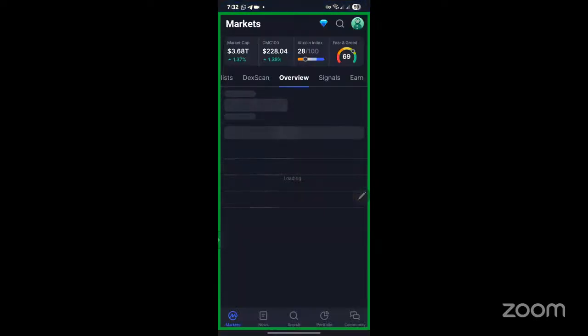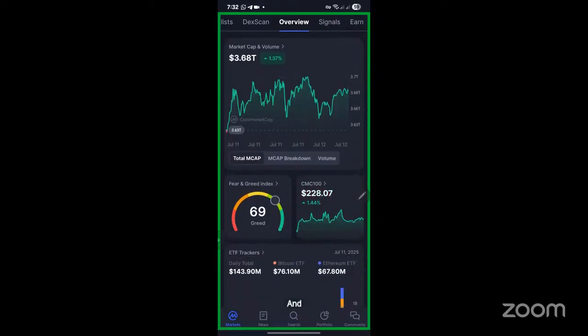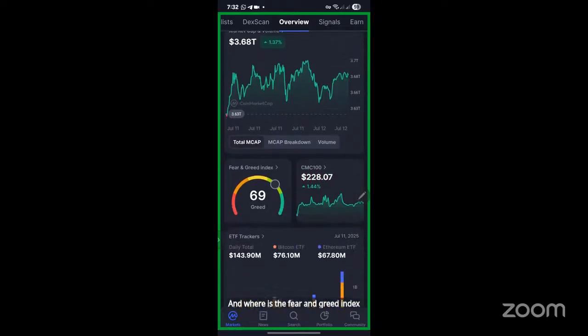So I wanted market cap. It is at 3.68. And the fear and greed index is 69. That's why you see the market is bullish. Once the fear and greed index is around 69, 70, above 50, expect a bullish market.